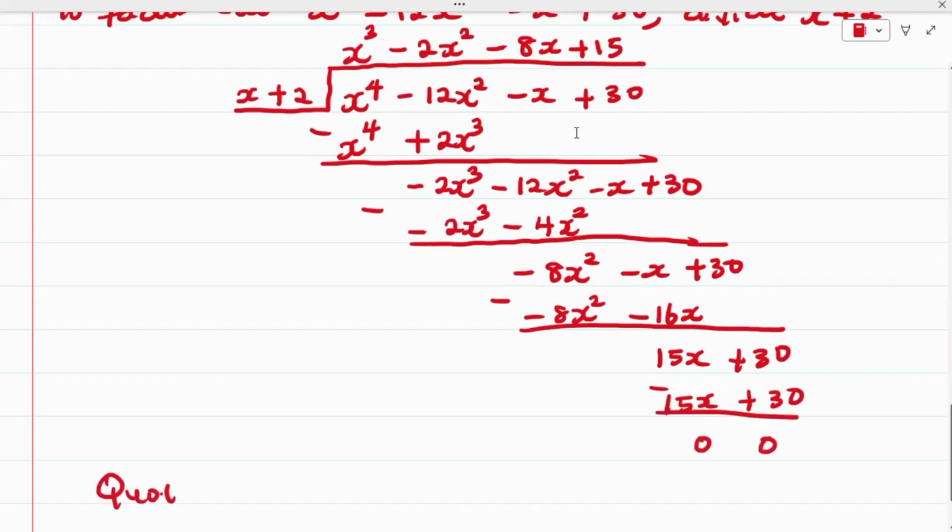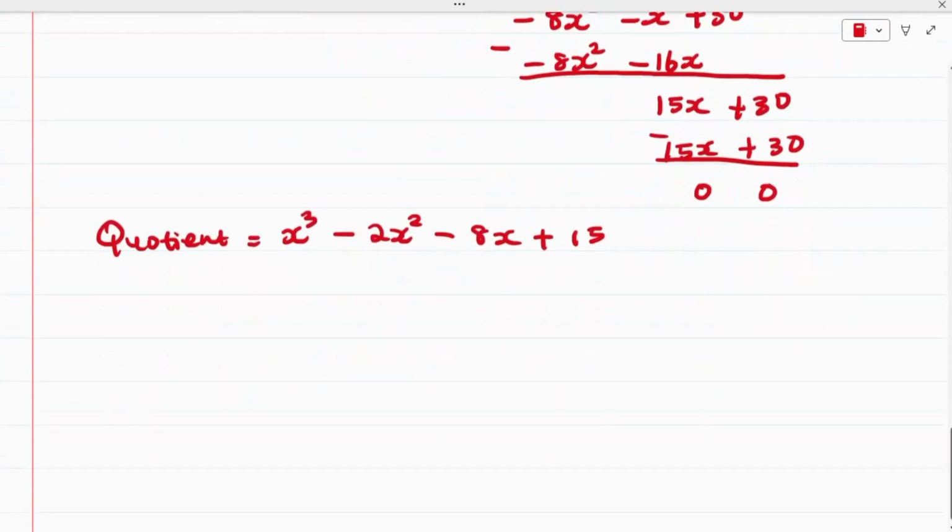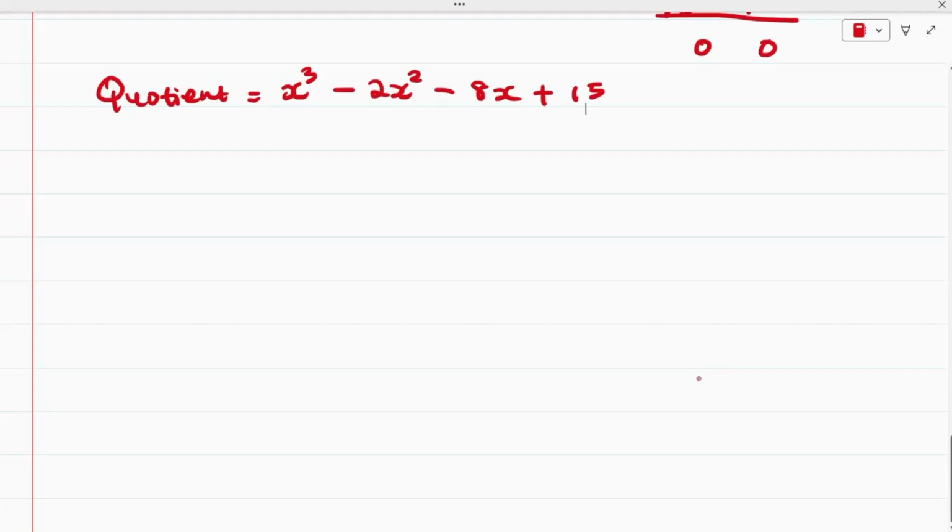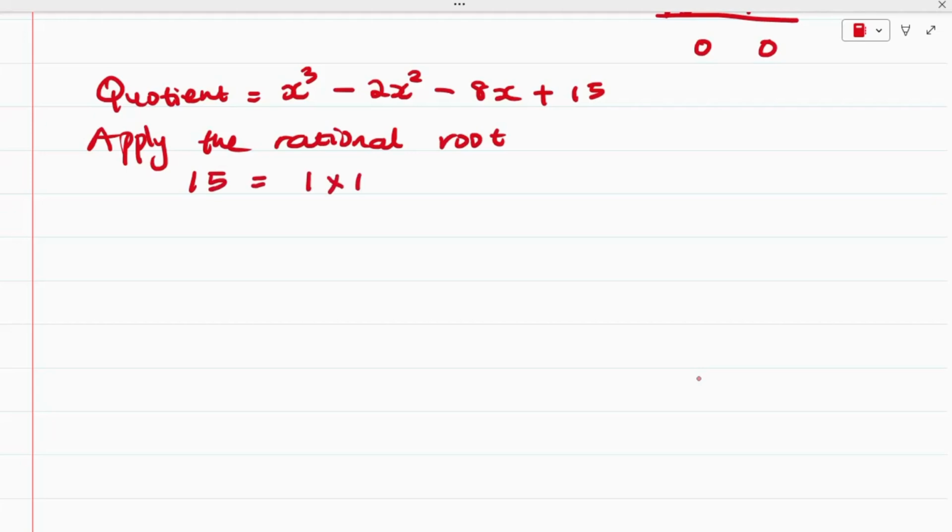So hence, we have the quotient to be x cubed minus 2x squared minus 8x plus 15. So this becomes the new quotient, so we have been able to factor this out right here. So the next thing we want to do is to simply apply the rational roots theorem. So applying the rational roots theorem, we want to look for the possible rational roots of 15. The factors of 15 are 1 times 15 and 3 times 5. So from here, we have plus minus 1, plus minus 3, plus minus 5, and plus minus 15. So we're going to test the possible roots right here.